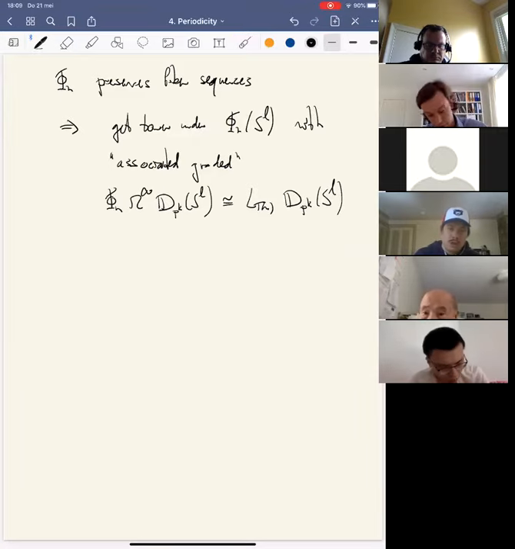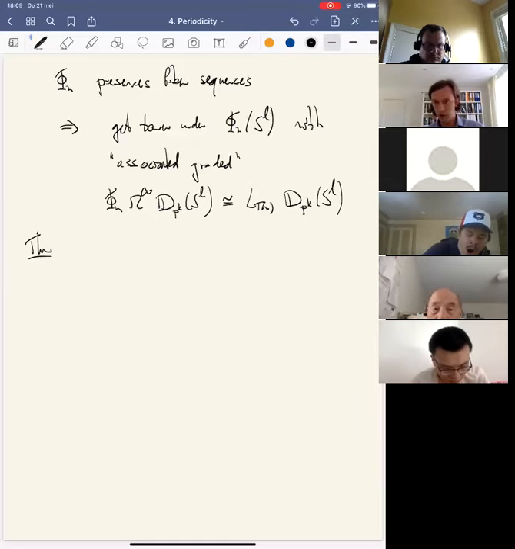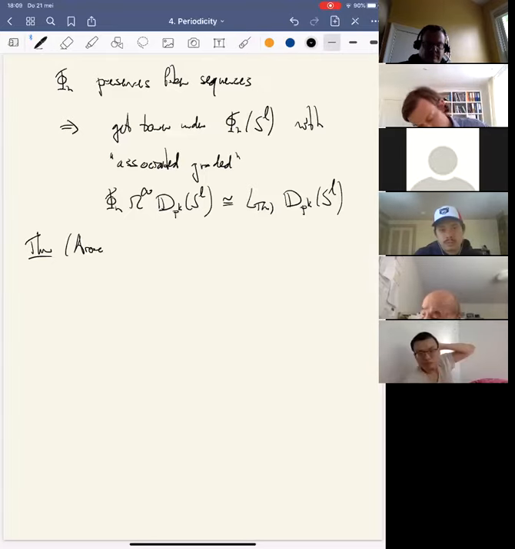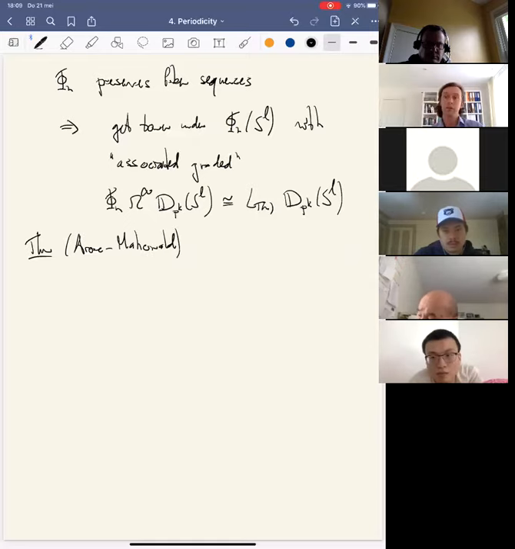But that's where Arone and Mahowald come in. So their paper is really the first really key paper on how chromatic homotopy theory and the Goodwillie tower interact. It's really a beautiful paper. Highly recommend it. So they prove the following very useful things. Let me split this theorem in two parts.